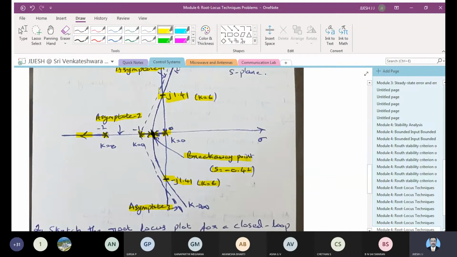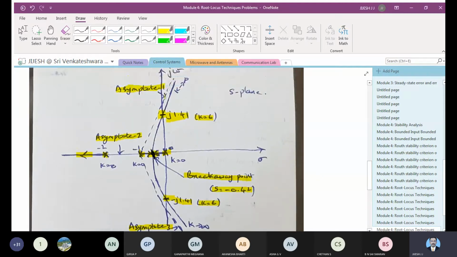Once you get these 2 points and you get the breakaway point, your arrow marks should be towards the breakaway points, and you have to draw this with a free hand, which should go parallel to the asymptote. So you can see that this is your asymptote. It will not touch the asymptotes, means you should not touch the asymptotes, but it should go parallel to the asymptote, and this root locus will touch the asymptote at infinity. So we will make sure that this root locus will touch the asymptote at infinity.